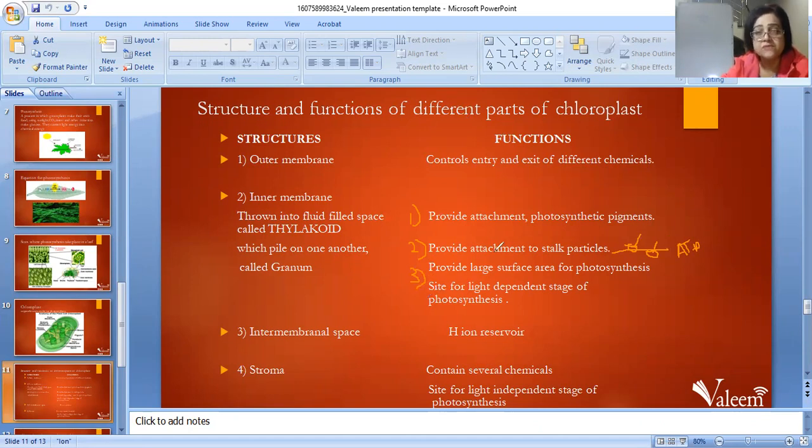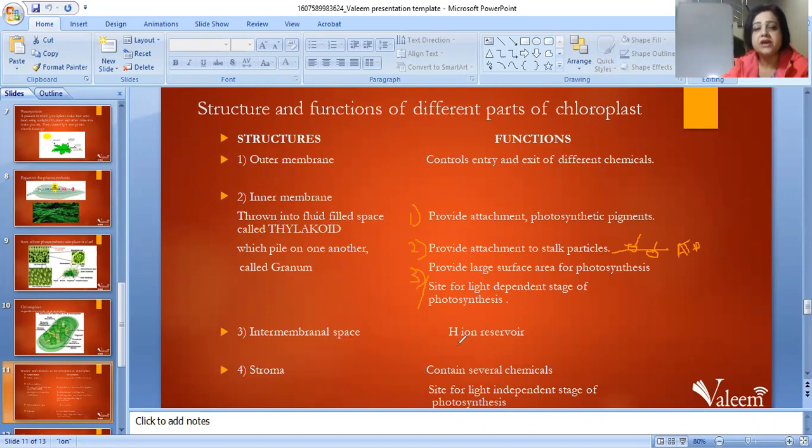showed you how large a surface area it is covering. So it provides a large surface area for photosynthesis. Now as a summary, I can write down that it is a site for the light dependent stage of photosynthesis, because photosynthetic pigments trap light and they help in the synthesis. Partly they help in synthesis of glucose. So I can say only the light dependent stage takes place over here.